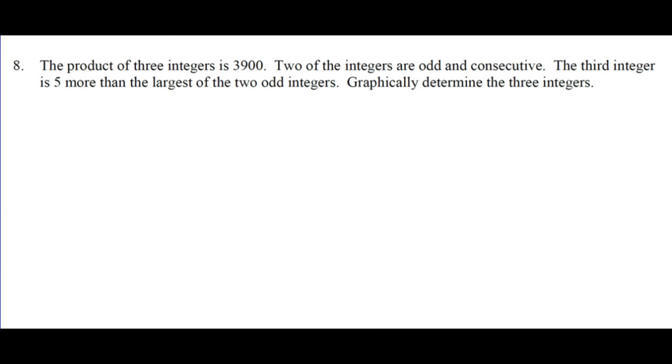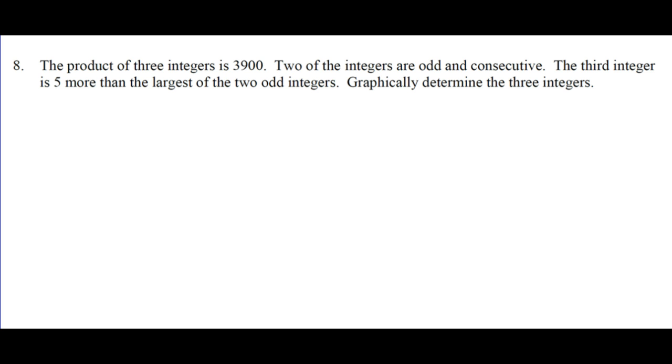The product of three integers is 3,900. Two of the integers are odd and consecutive. The third integer is 5 more than the largest of the two odd integers. Graphically determine the three integers. All right.